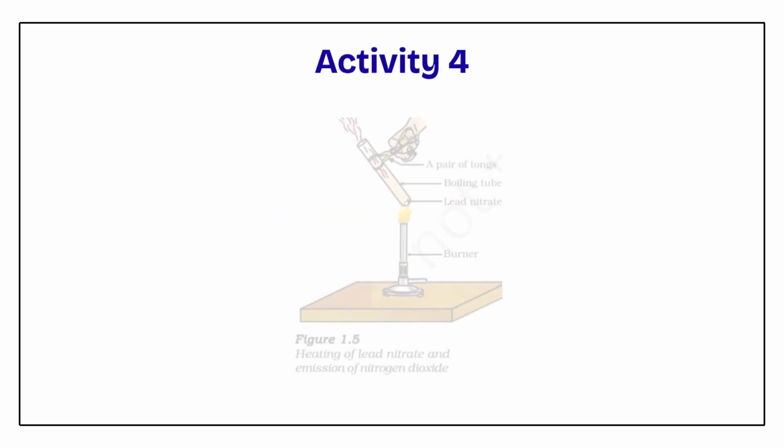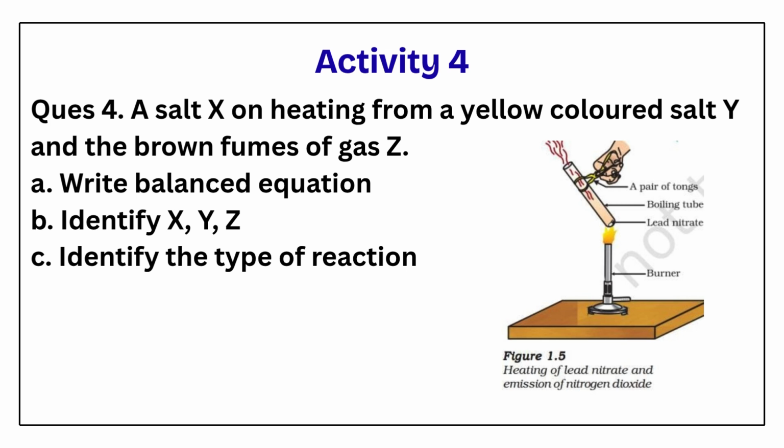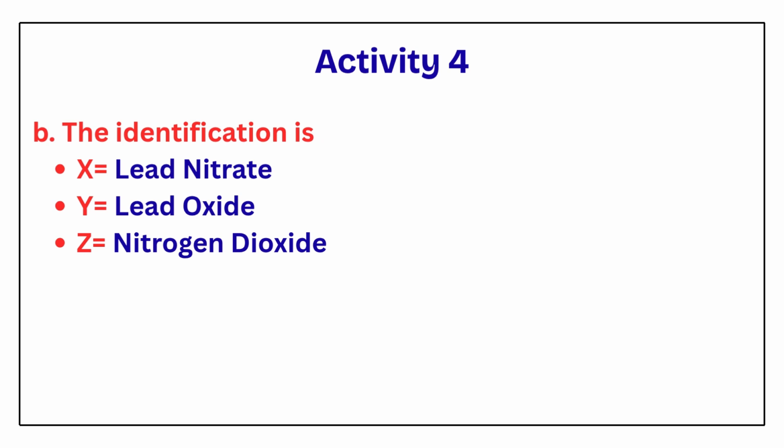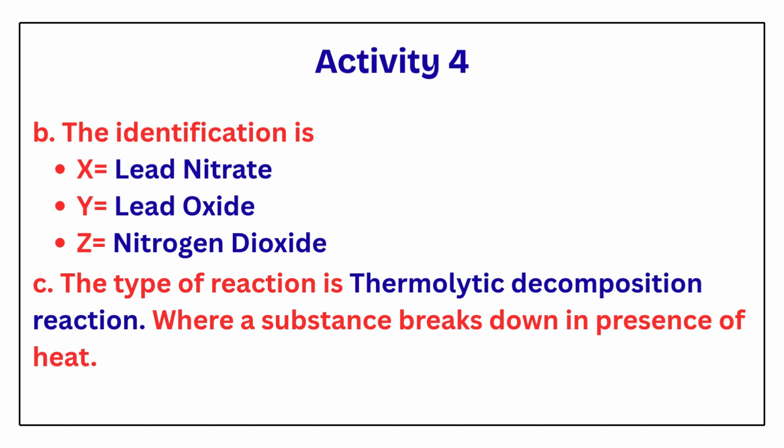Activity number 4. So here is a similar activity where a salt X on heating forms a yellow colored salt Y and the brown fumes of the gas Z. So wherever you find the brown fumes, this is the reaction where lead nitrate will be heated and it will form the yellow colored lead oxide plus brown colored fumes of nitrogen dioxide, and oxygen is also formed. So here X is lead nitrate, Y is lead oxide and Z is nitrogen dioxide. This is a type of thermolytic decomposition where a substance is breaking down in the presence of heat.